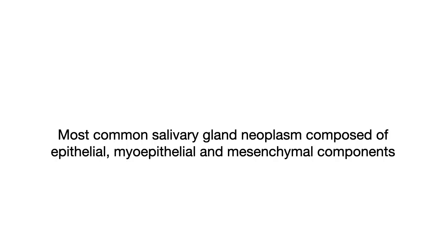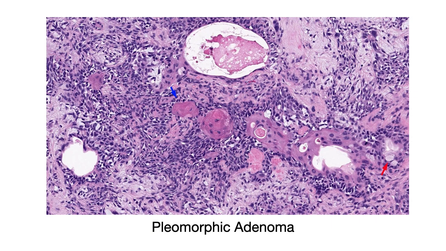This is the most common mixed tumor of salivary glands, composed of epithelial, myoepithelial, and mesenchymal components. This is known as pleomorphic adenoma. Its malignant counterpart is the malignant mixed tumor of salivary glands, now more commonly known as carcinoma ex pleomorphic adenoma.